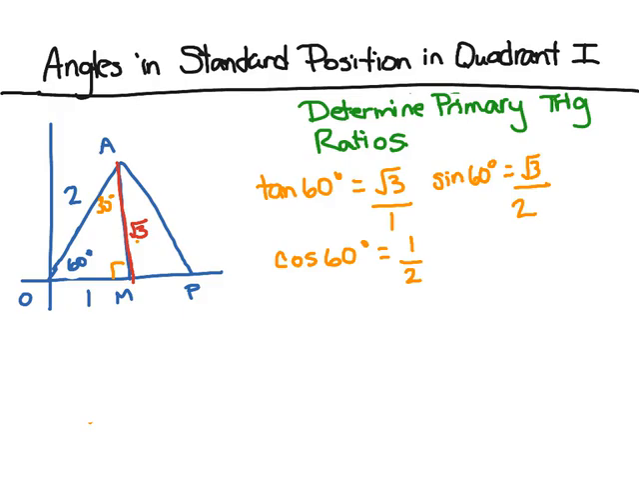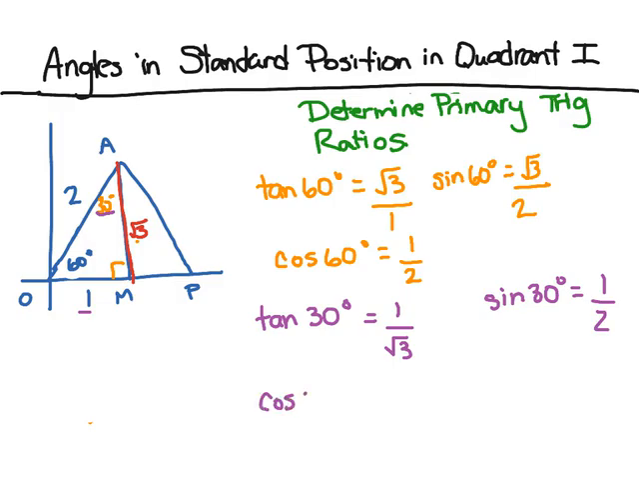For 30 degrees, we have tan of 30 degrees. So now we're going from this angle. Our opposite is 1, and our adjacent is root 3. Sin of 30 degrees equals our opposite, which is 1, over our hypotenuse, which is 2. And cos of 30 degrees is equal to adjacent, which is root 3, over hypotenuse, which is 2.